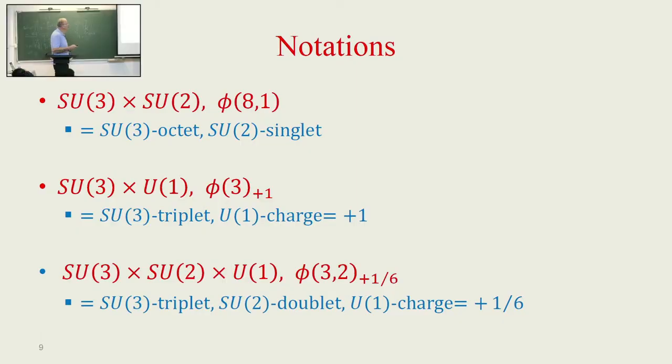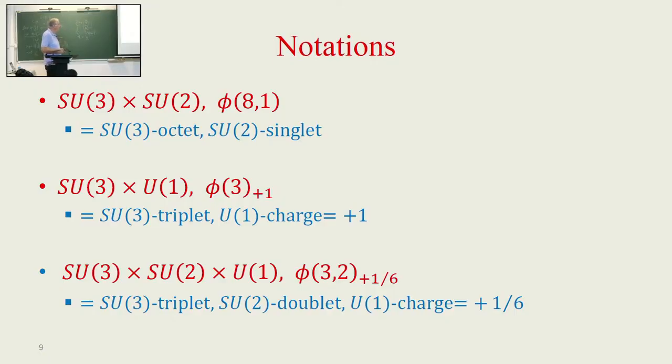So, again, some notation. If we have a group, for example, SU(3) cross SU(2), and I assign phi to the (8,1) representation, what I mean is that it's an octet, 8-component representation of SU(3) and a singlet of SU(2). If I have a product of a non-abelian group, SU(3) times U(1), then I write the representations in parentheses, the representation under the non-abelian group, and as a subindex, the charge under the U(1). That will always be my notation.